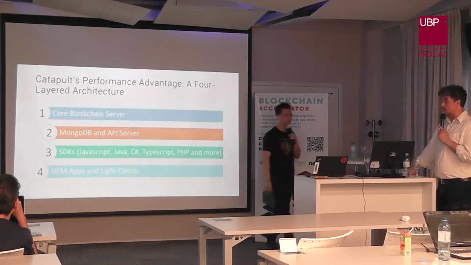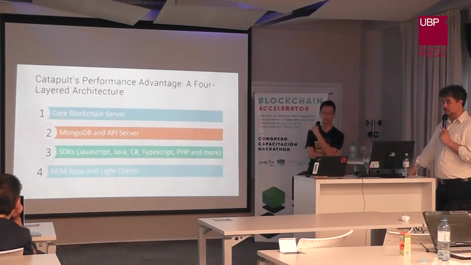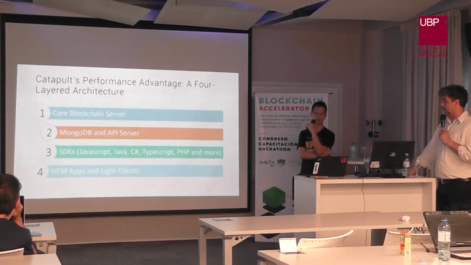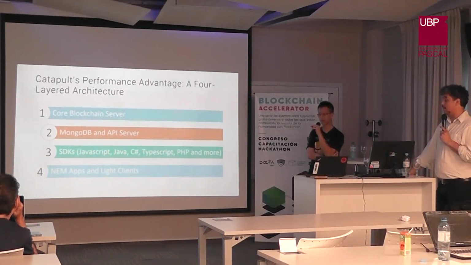Bueno, acá estas 4 capas que van a tener NEM 2.0, tenemos la capa de blockchain, otra capa de API server, y vamos a tener una tercera capa de SDK que últimamente estaban teniendo problemas entre distintos tipos de lenguaje para ser traducido. Y una cuarta capa de aplicaciones.